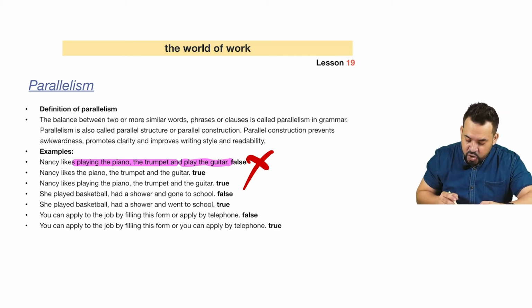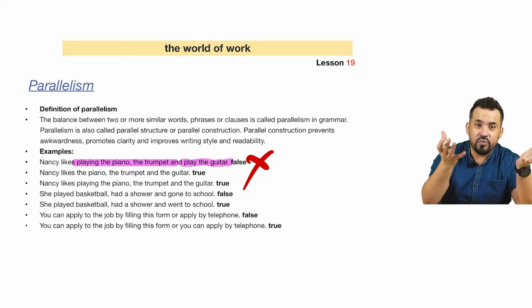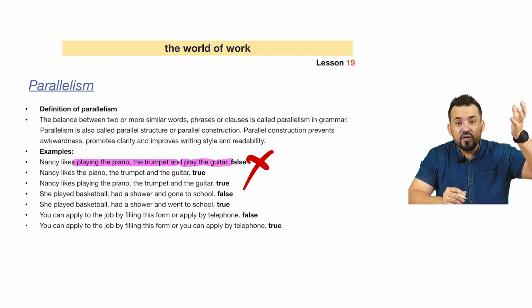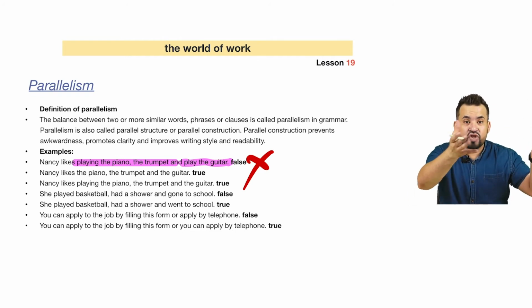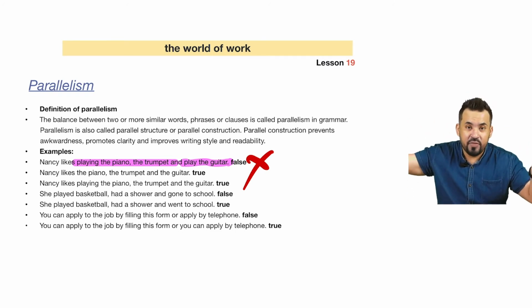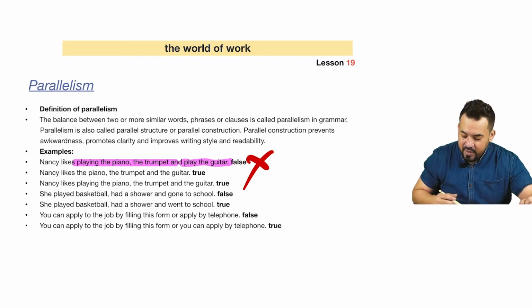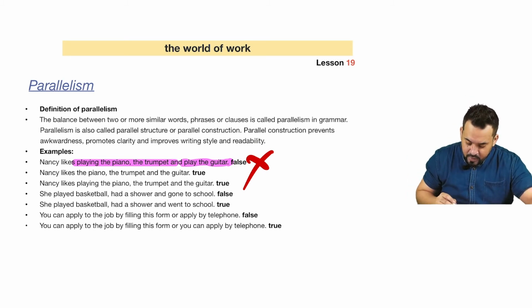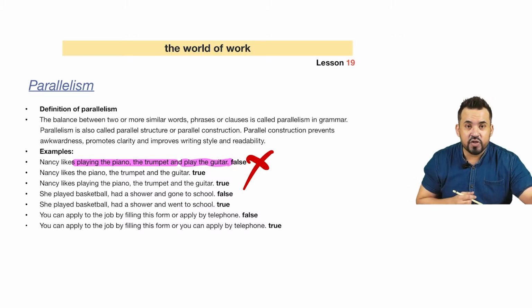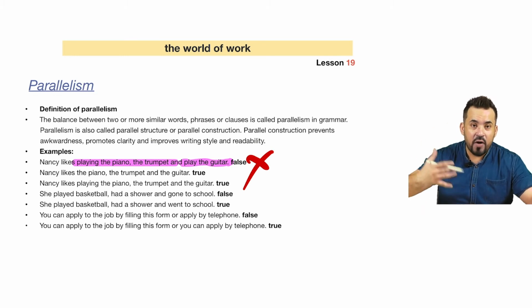And that is shown in this sentence. Nancy likes the piano, the trumpet, and the guitar. See, the piano, the trumpet, and the guitar. Not she likes playing the piano, the trumpet, and she likes play the guitar. It's imbalanced. Okay, let's take a look at another sentence. Nancy likes playing the piano, the trumpet, and the guitar. This is also correct because they all follow the same structure.